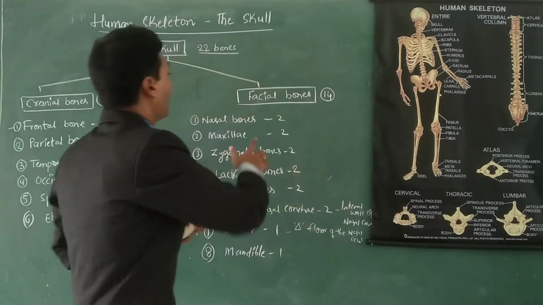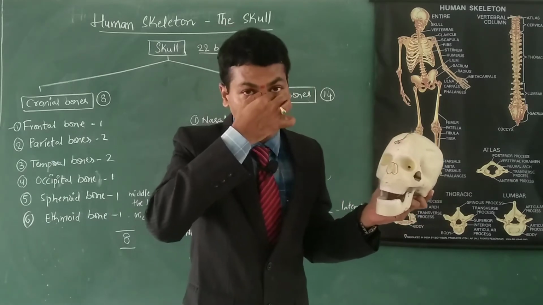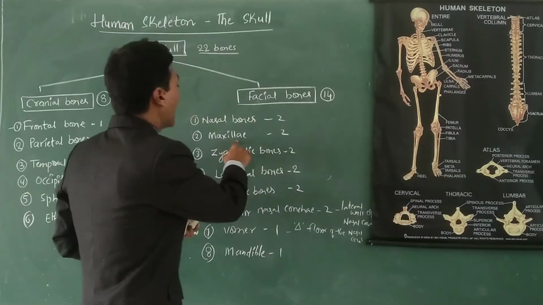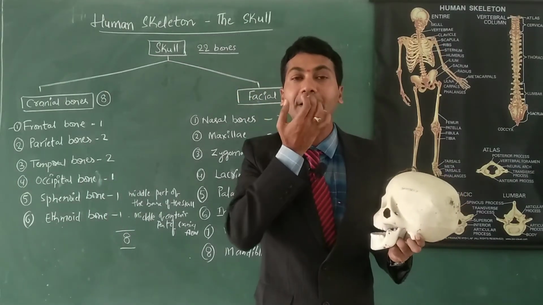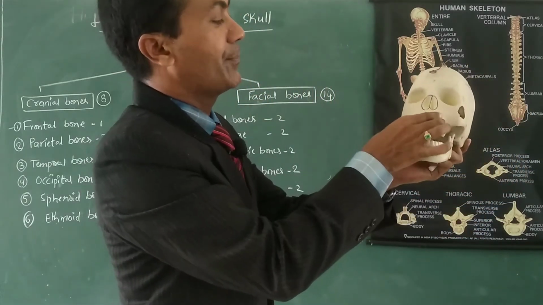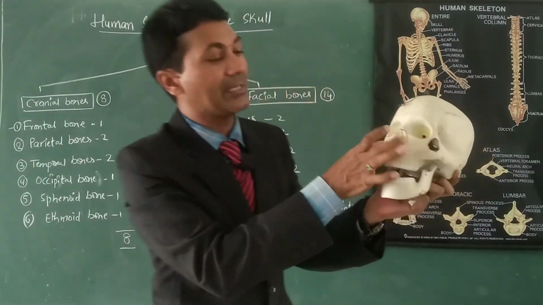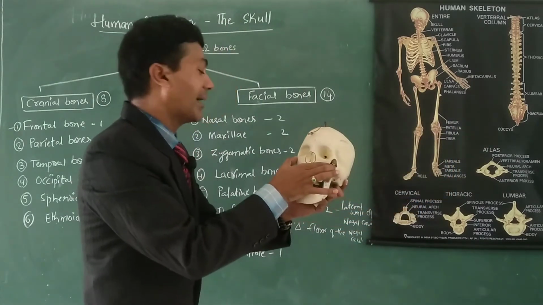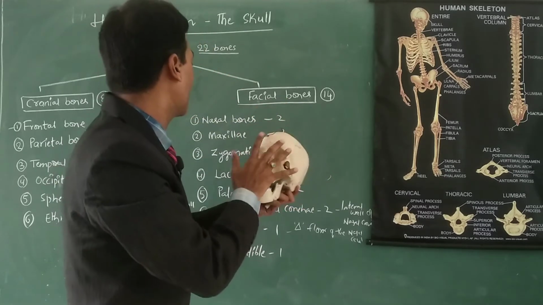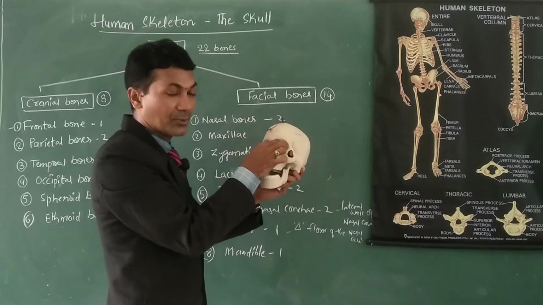Now let us discuss facial bones, which are 14. First one, nasal bones. There are two nasal bones, a pair of nasal bones. Then maxillae, the upper jaw, from here to here and here to here. This pair of maxillae, and the zygomatic bone, the cheekbone, these are elevated, right? These two are called zygomatic bones. And lacrimal bones, which are the smallest bones among all facial bones. The lacrimal bones are above the zygomatic bones and associated with the eye.